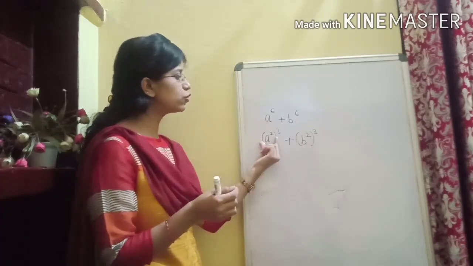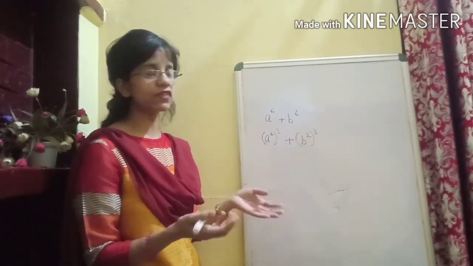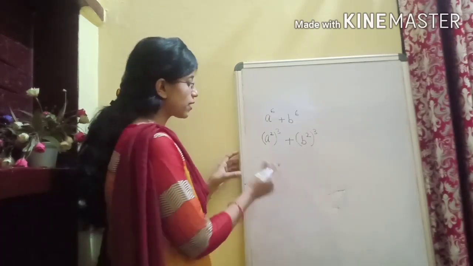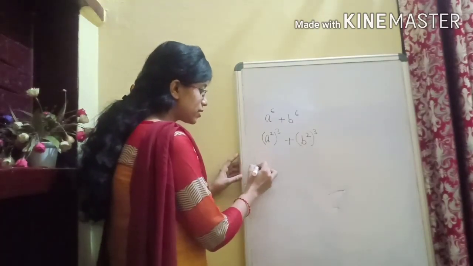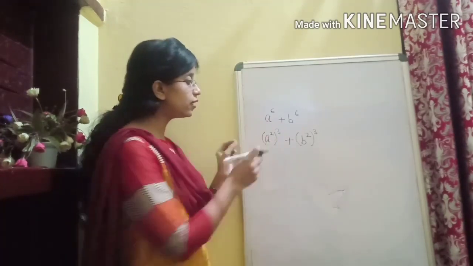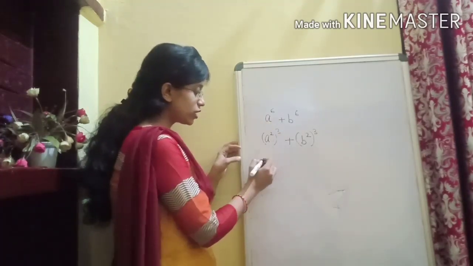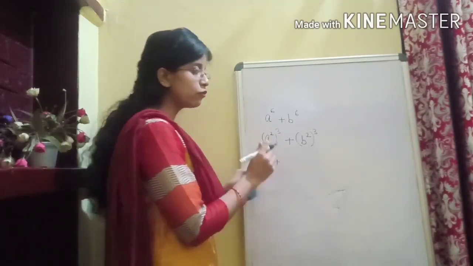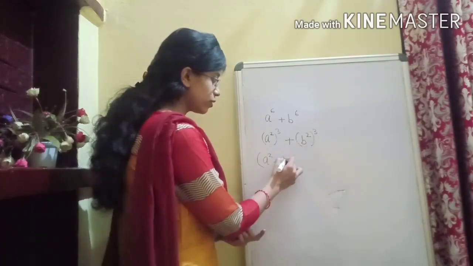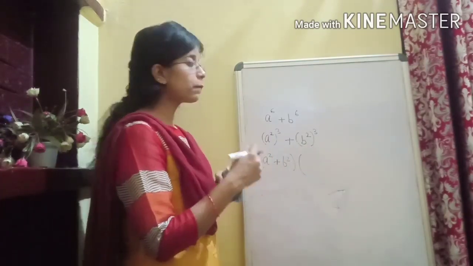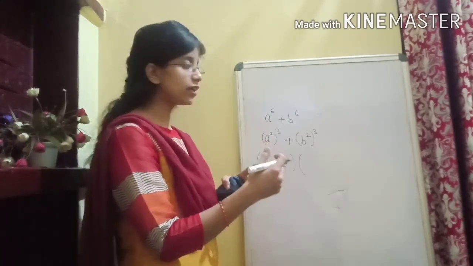So now it is similar to a cube plus b cube. So of course we will use that identity, which is in one bracket a plus b and then another bracket. So now we'll apply the identity a plus b. A is a square. You need to be very clear when you are comparing the terms. So it is a. What is your a? A square plus b. What is your b? B square. Okay. And in another bracket it is a square plus b square minus ab.